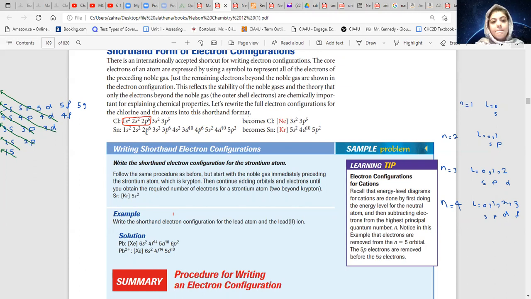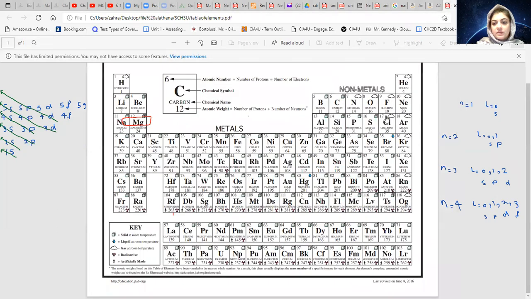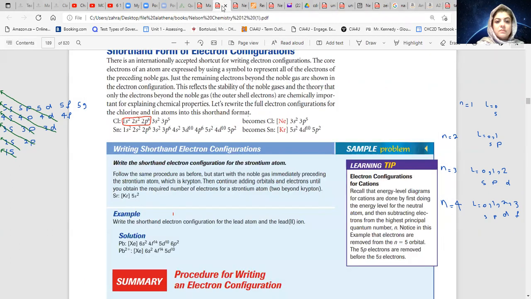The same thing for Sn. Get the Sn here. The previous noble gas is Kr. So whatever is until here, I put that in a bracket. From here to here it is Kr. Instead of that, we put Kr in shorthand, so let's just make it shorter for us to do.